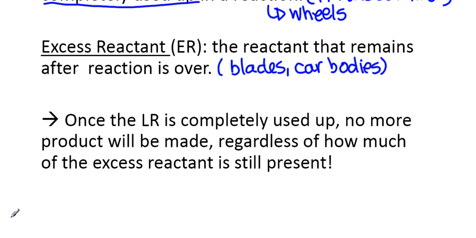One important thing to note, and hopefully with some of the practice that we'll do this week, you'll see this in action. Once the limiting reactant is completely used up, no more product will be made. It doesn't matter how much of the other reactant is still there. No more product is produced, and the reaction stops.